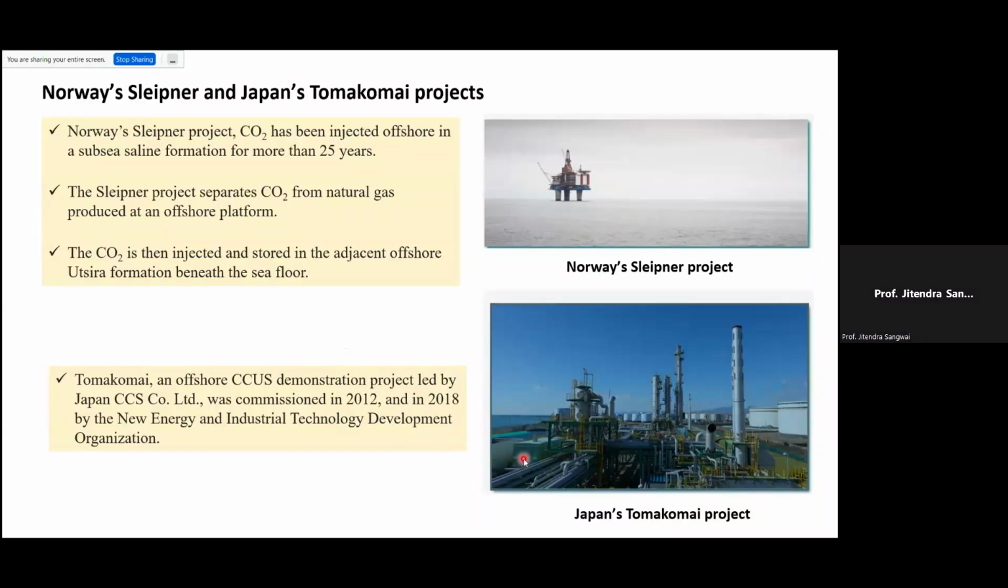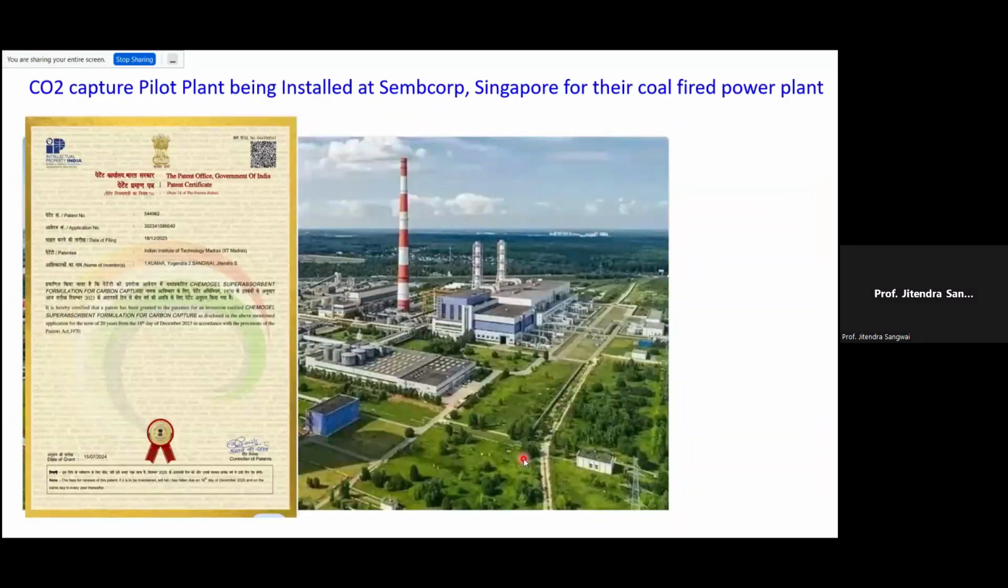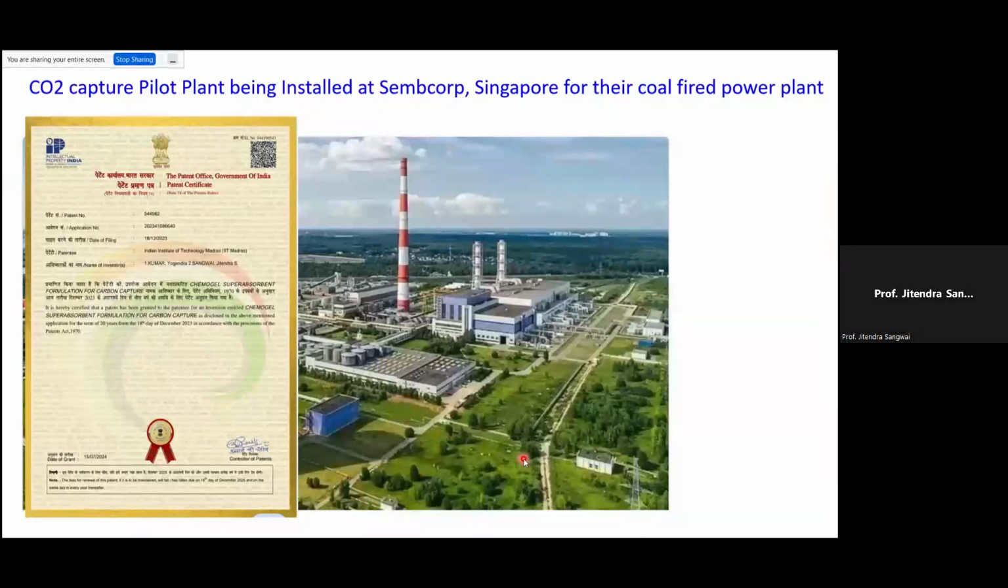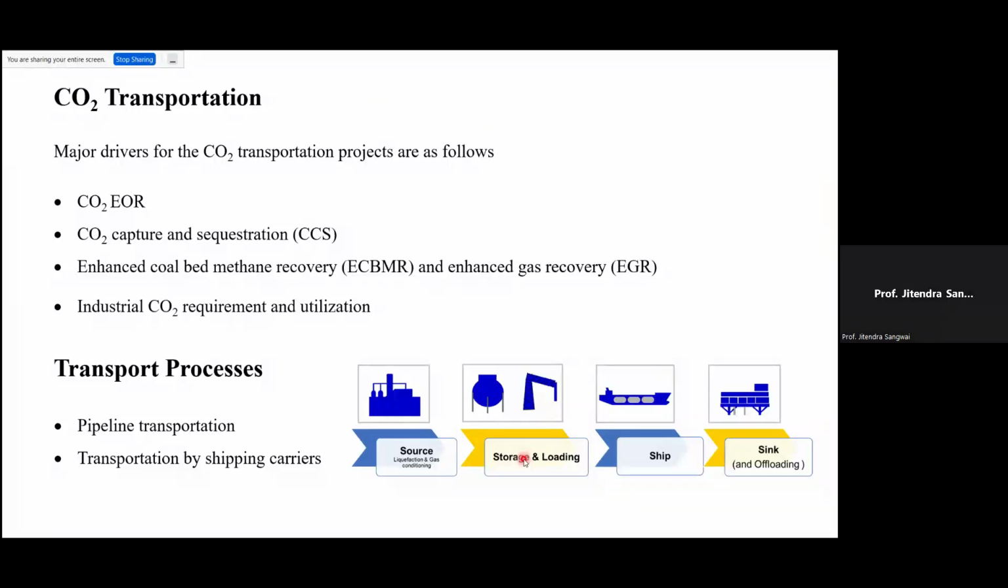So some of these examples show that yes, there is a promise in these technologies. We are actually doing some of this work in one of the power plants near Chennai. We have got a patent on that CO2 capture process, and we set up a plant to capture carbon dioxide. Some of these tests have to be done next month after the cyclone is over.